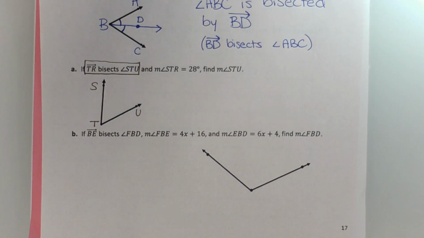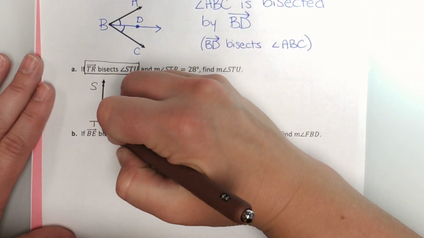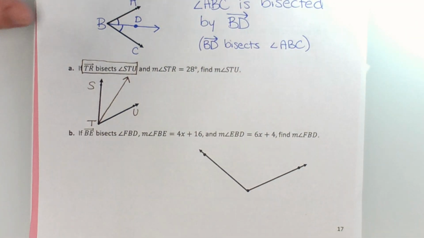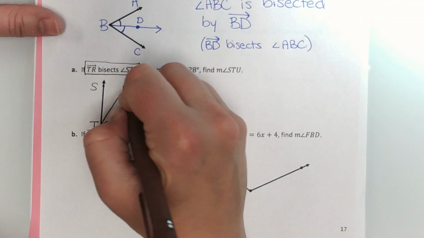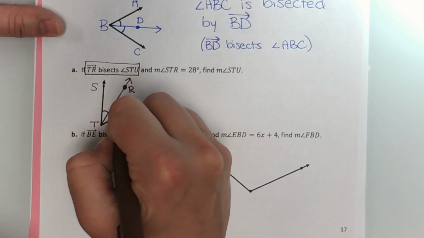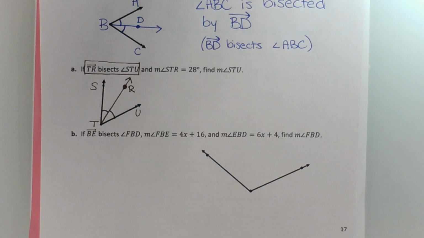And if I want to write that TR bisects it, then I'm going to draw a ray as best I can through the middle. That's my ray TR, which means it needs to have a point R on it. And then I am also going to mark that these two angles are congruent.